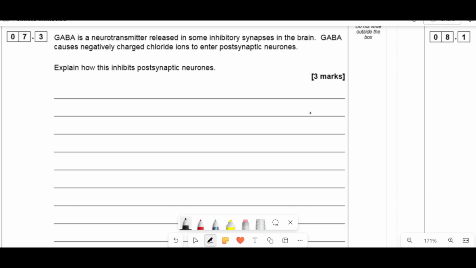It's a receptor. Oh my God, as if on cue. Like I forgot that this was here. So GABA is a neurotransmitter released in some inhibitory synapses in the brain. GABA causes negatively charged chloride ions to enter the postsynaptic neurons. Explain how this inhibits postsynaptic neurons.